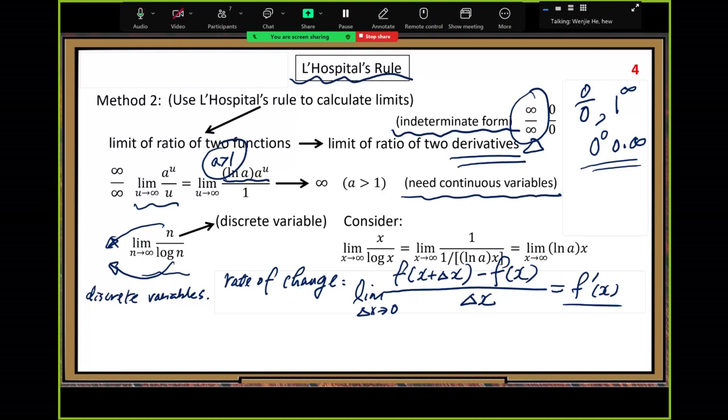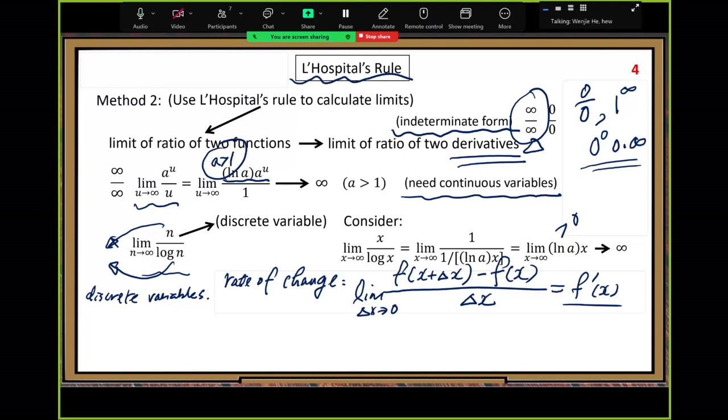It's a positive constant. So this is a positive constant multiplied by x. x goes to infinity, so the whole function goes to infinity. So the limit is infinity. But this is the ratio of the continuous variable version, x.